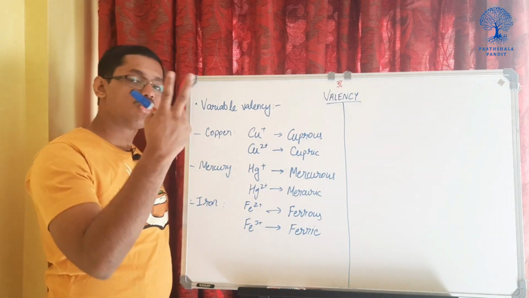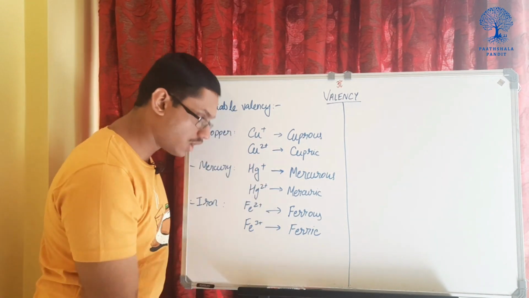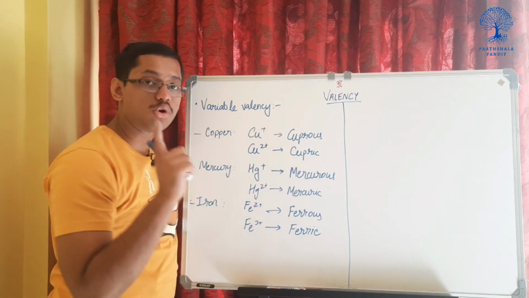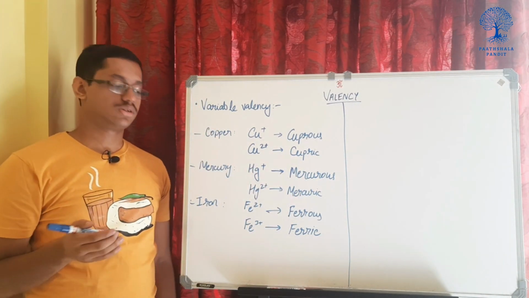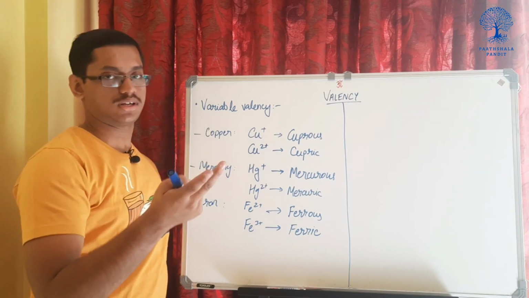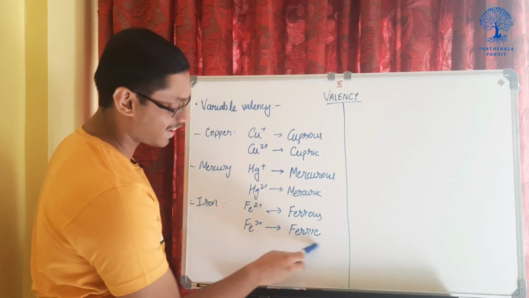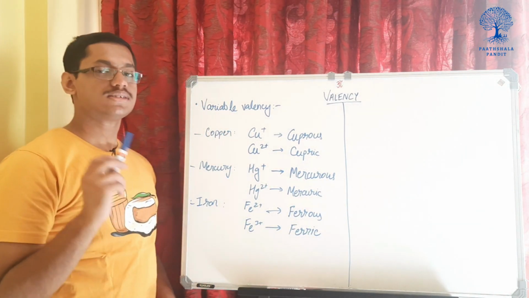Iron, 2 or 3. Here it does not mean that if it is 1 only, then it will be Os. No, the lower one will be Os. So here iron chose two options, 2 or 3. So it will be either ferrous or ferric. Okay, like this it happens.